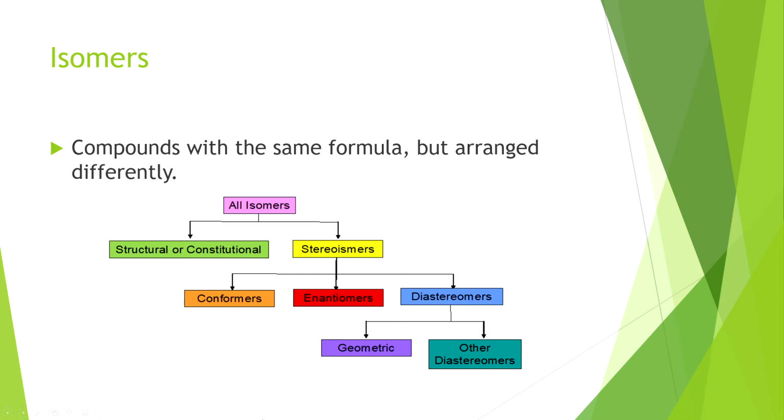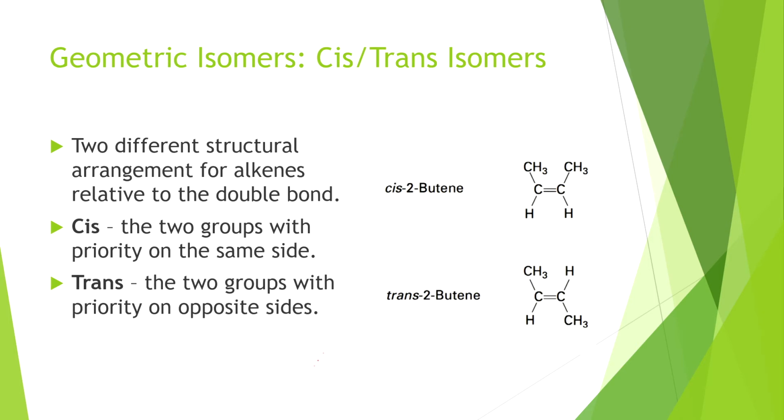Isomers. Isomers are compounds of the same formula but arranged differently. Today we're going to focus on geometric isomers because they are the most important isomers for alkenes. In particular, the cis-trans isomers. Cis-trans isomers are two different structural arrangements for alkenes relative to the double bond. 2-butene, this is what we would name as but-2-ene. This is the better way, but-2-ene.